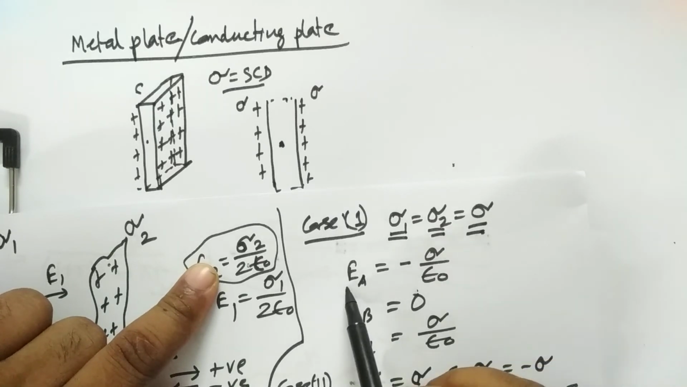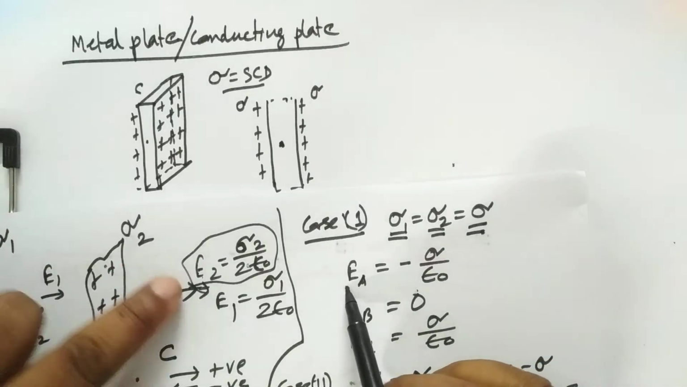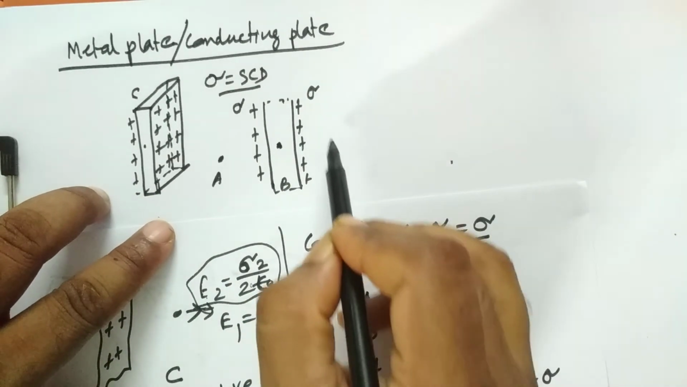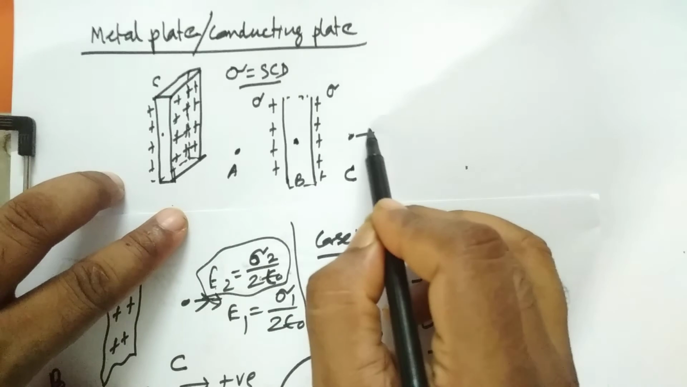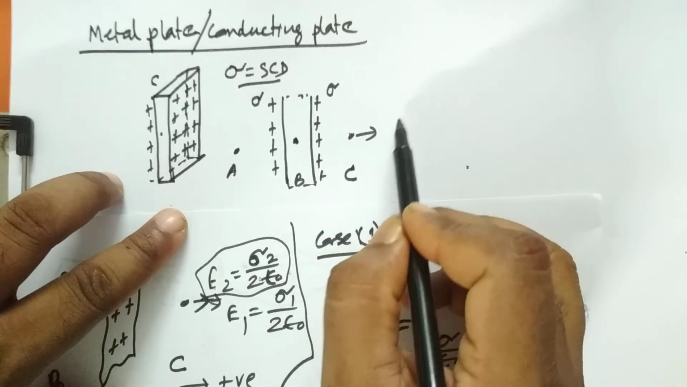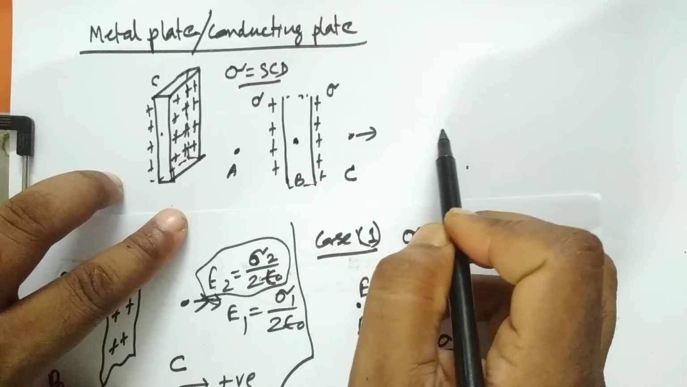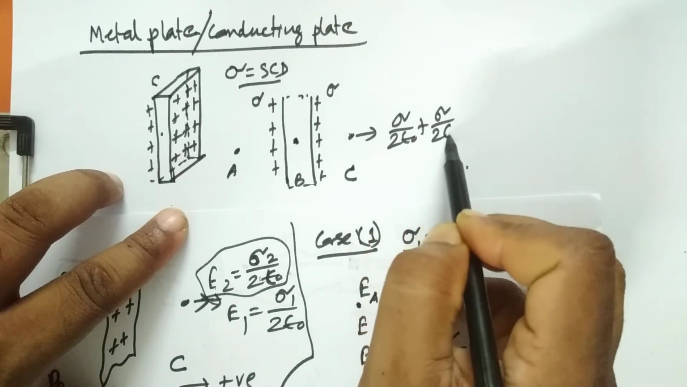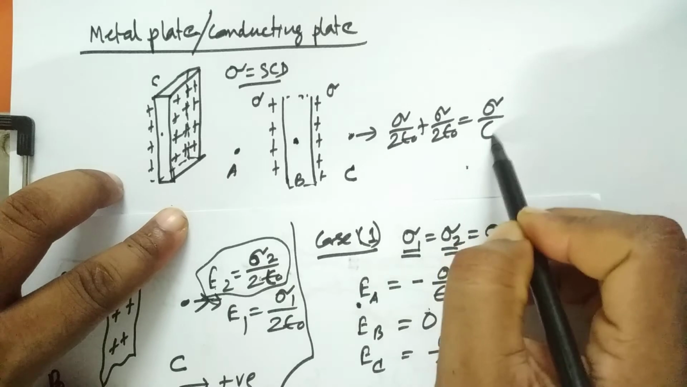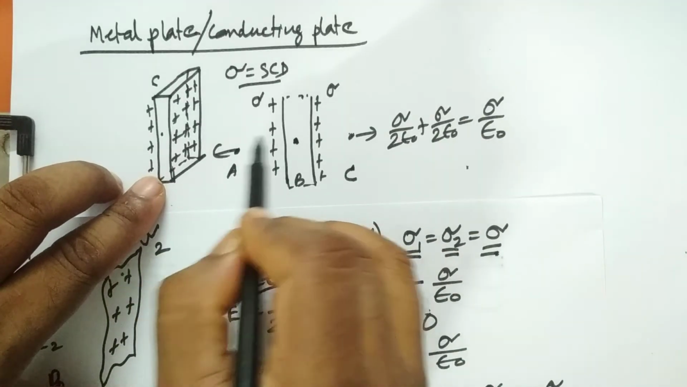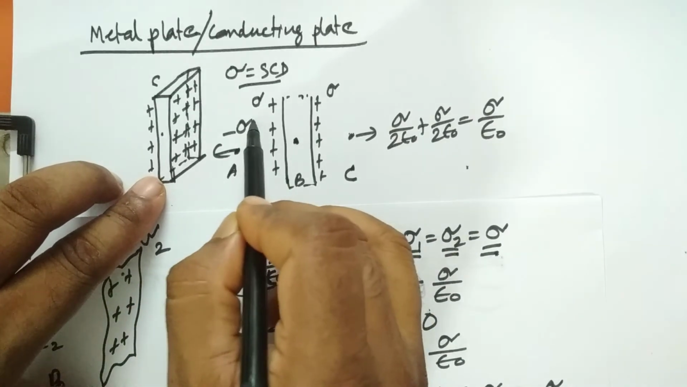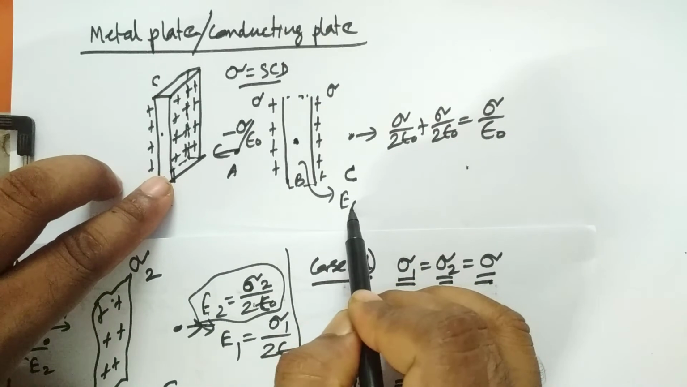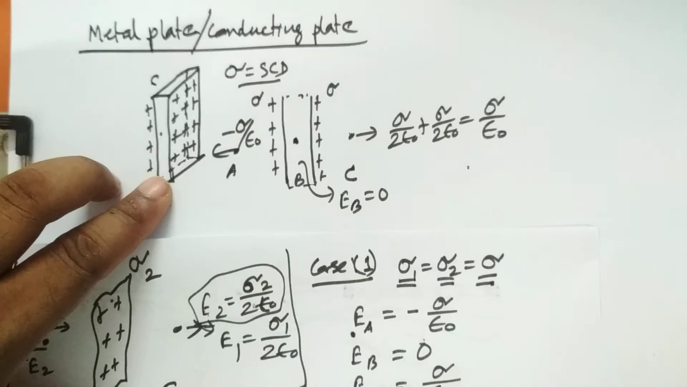So what will happen on the side A? This is the situation A, this was B, and this particular situation was C. Here, because of both the surfaces, sigma by twice epsilon naught plus sigma by twice epsilon naught. How much will it become? Sigma by epsilon naught. Here again the total will become minus sigma by epsilon naught. In between, in the region B, the electric field will become equal to 0.